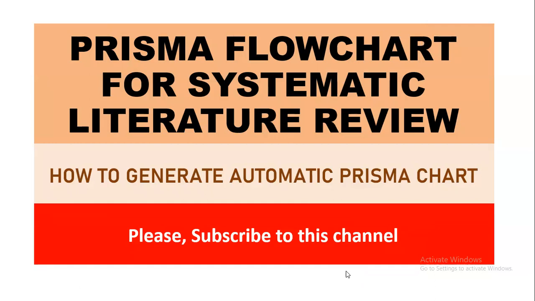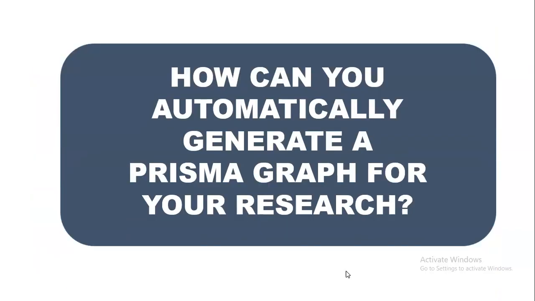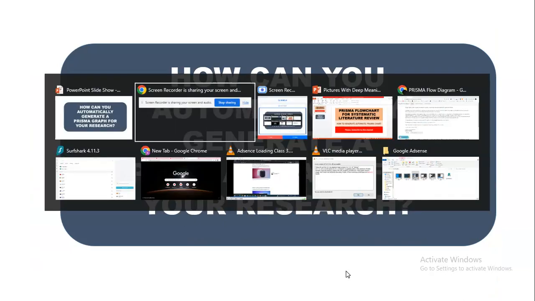But there is a way to automate it, and this is what I'm going to be showing you in this video. So, how can you actually automatically generate a Prisma graph for your research? This is going to be useful for master's or PhD students, or if you want to have a journal publication and you're going to use a systematic literature review methodology, this is going to work for you. So quickly, just follow through what I'm going to be showing you.